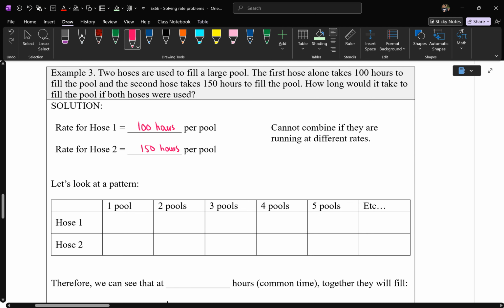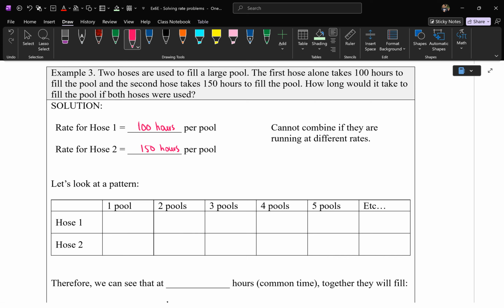To work it out, the problem is that they're doing it at different rates. One is doing it a lot faster and one is doing it a lot slower. That's why when you calculate, it feels weird to add them together. So what you need to do is look at it in terms of a pattern, and then I'll show you a quicker way to do it.